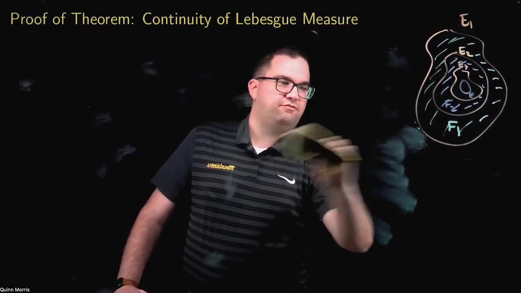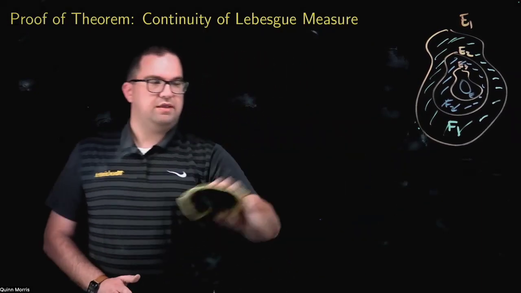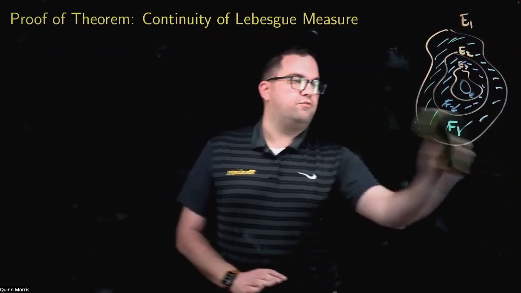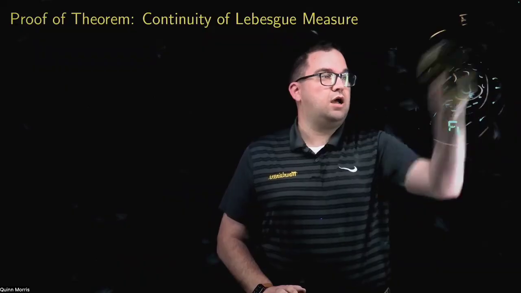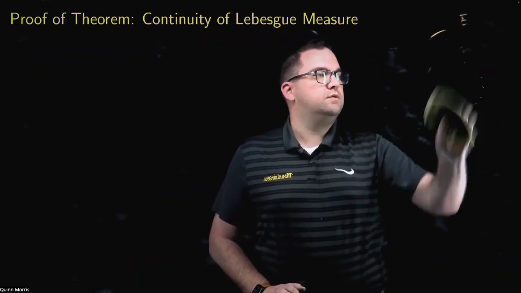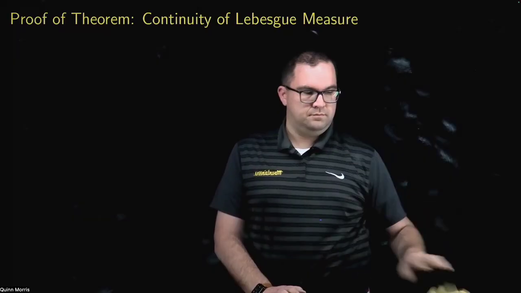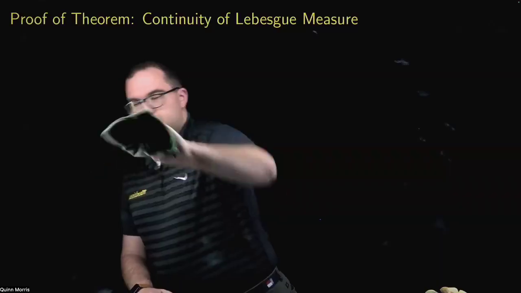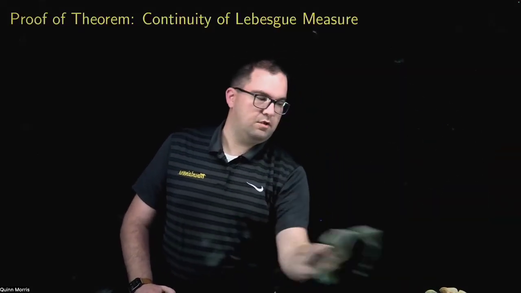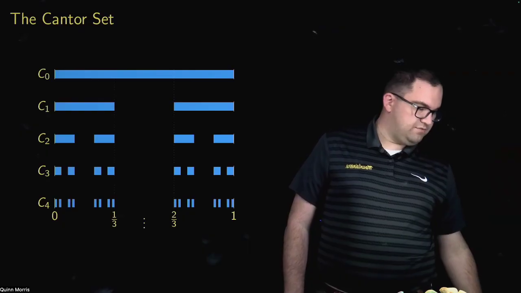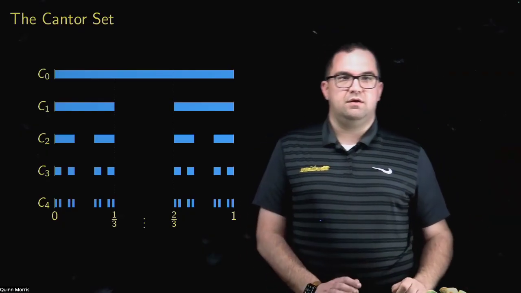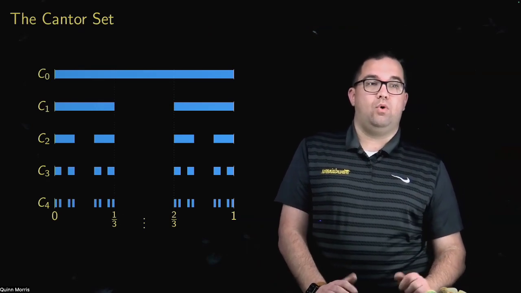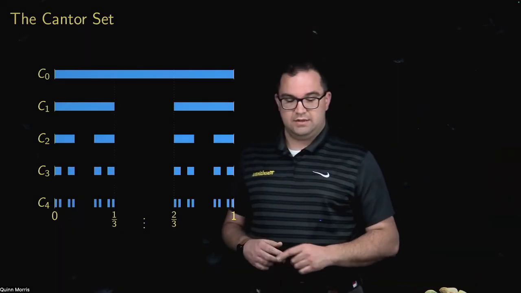Now, as I mentioned, I want to just briefly finish out this video by looking at one more example of a measurable set, and in particular one for which we can make use of this continuity property that we've just established. All right. So some of you may have seen before this set called the Cantor set. Now, let me briefly describe what the Cantor set is and how we can define it.